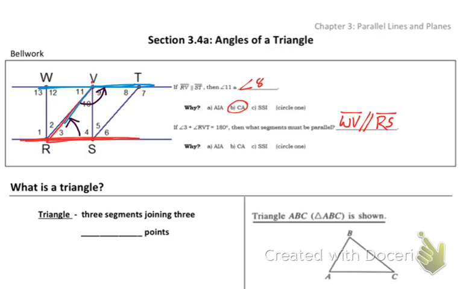Does it matter if you go WT or WV? Nope, any one of these 2 letters. You could have said TW too, or TV. TV would have been fun. And then it would have been same side interior. I would have known it was same side interior immediately because it says they equal 180. That's the only ones that equal 180. Alternate interior angles are always congruent. Corresponding angles are also congruent. So as soon as you saw 180, you should have been able to go same side interior. It's got to be.